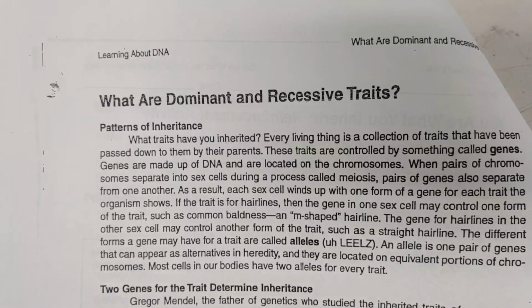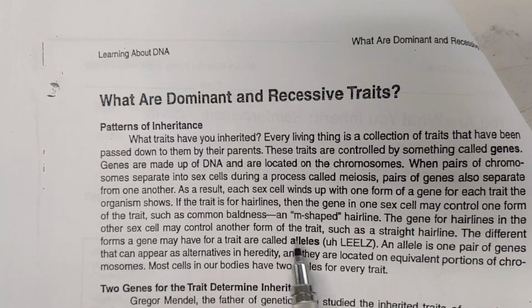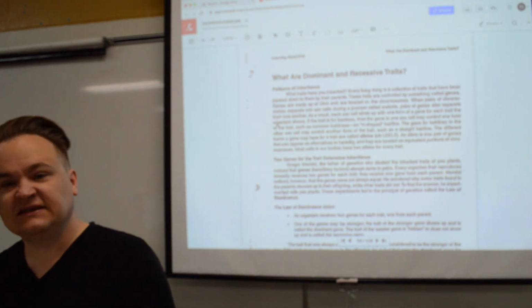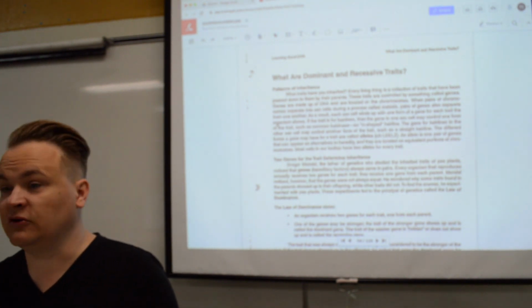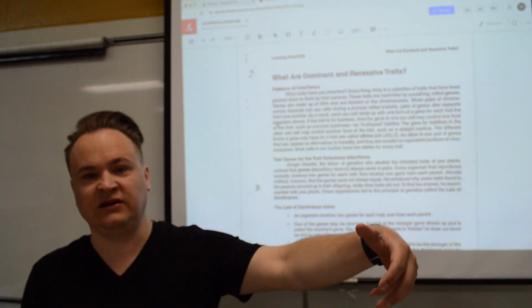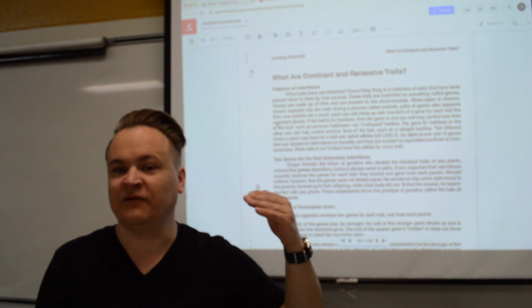If the trait is for hairlines, then the gene in one sex cell may control one form of the trait, such as common baldness or an M-shaped hairline. The gene for hairlines in the other sex cell may contain another form of the trait, such as a straight hairline. The different forms of genes for a trait are called alleles. So they're called alleles, and that's a word you're going to have to know. So if you have the genes for blue eyes, or the genes for brown eyes, or the gene for green eyes, those are different versions of the same trait. Those are called different alleles.